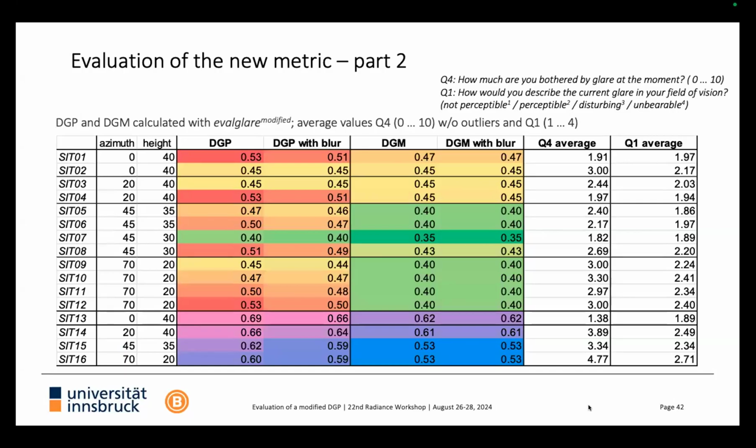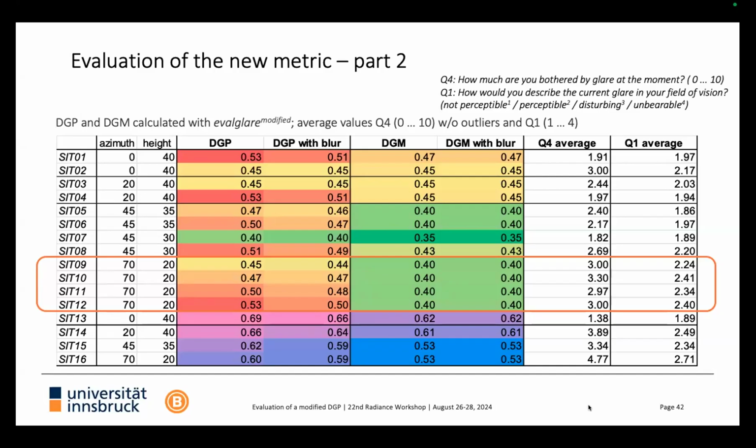Looking at these results for these situations, for example here in the very periphery, at 70 degrees azimuth angle of the sun, we see that the DGP increases with smaller but brighter light sources, and the DGM does not. So this is also how we designed this test. And the responses really show that there was not a significant difference in the responses from the subjects.